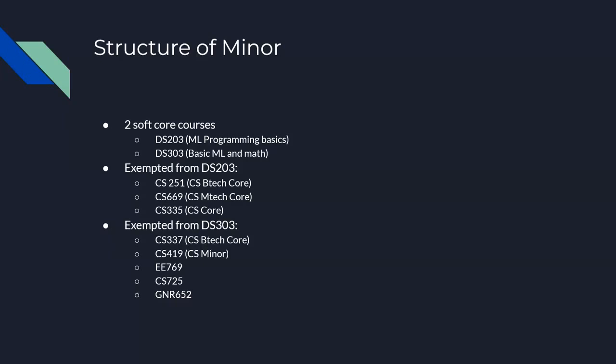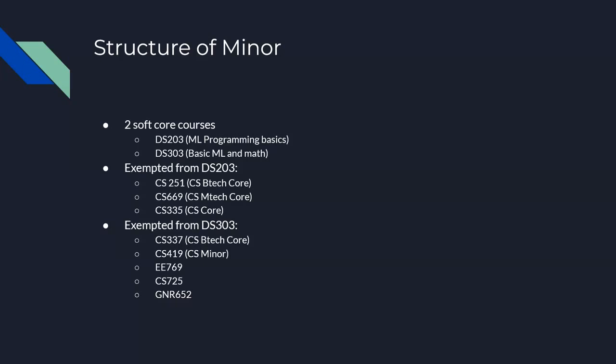Here are listed that if you've done CS251 or CS669 or CS335, then you're exempted from doing DS203, which basically doesn't mean that you need to do one course less. You still need to do 5 courses. You'll need to cover it up using some other course from the DS minor list, right? If you've done these courses which exempt you from doing DS203.